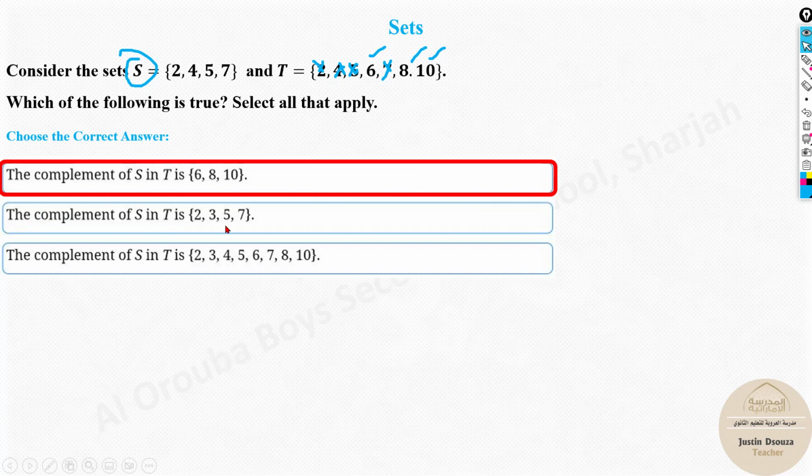The complement of S in T is 2, 3. No, it's wrong. 2, 3, 5, 7 is wrong. The complement of S and T, no. It's only this answer, 6, 8 and 10. Other two are wrong.